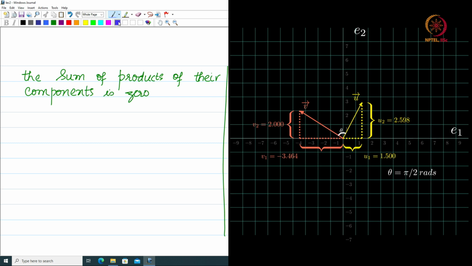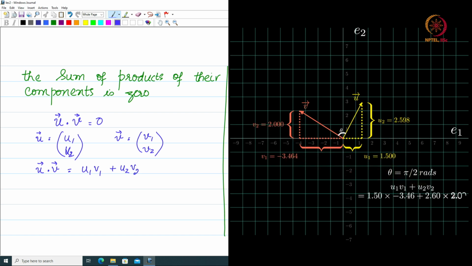Which we capture in a short form as u dot v is equal to 0, where we already know that u is the vector u1 u2 and v is the vector v1 v2, and what it says is u dot v is equal to u1 v1 plus u2 v2 is equal to 0.